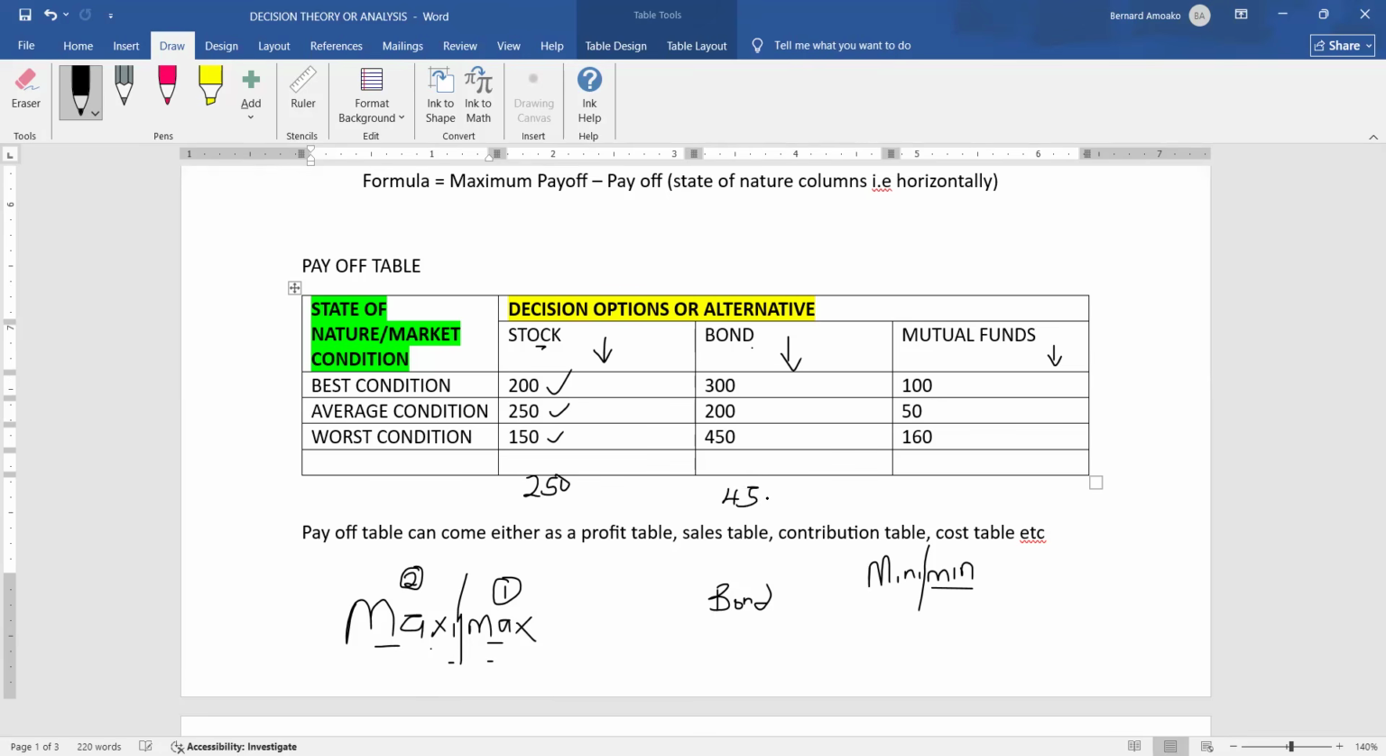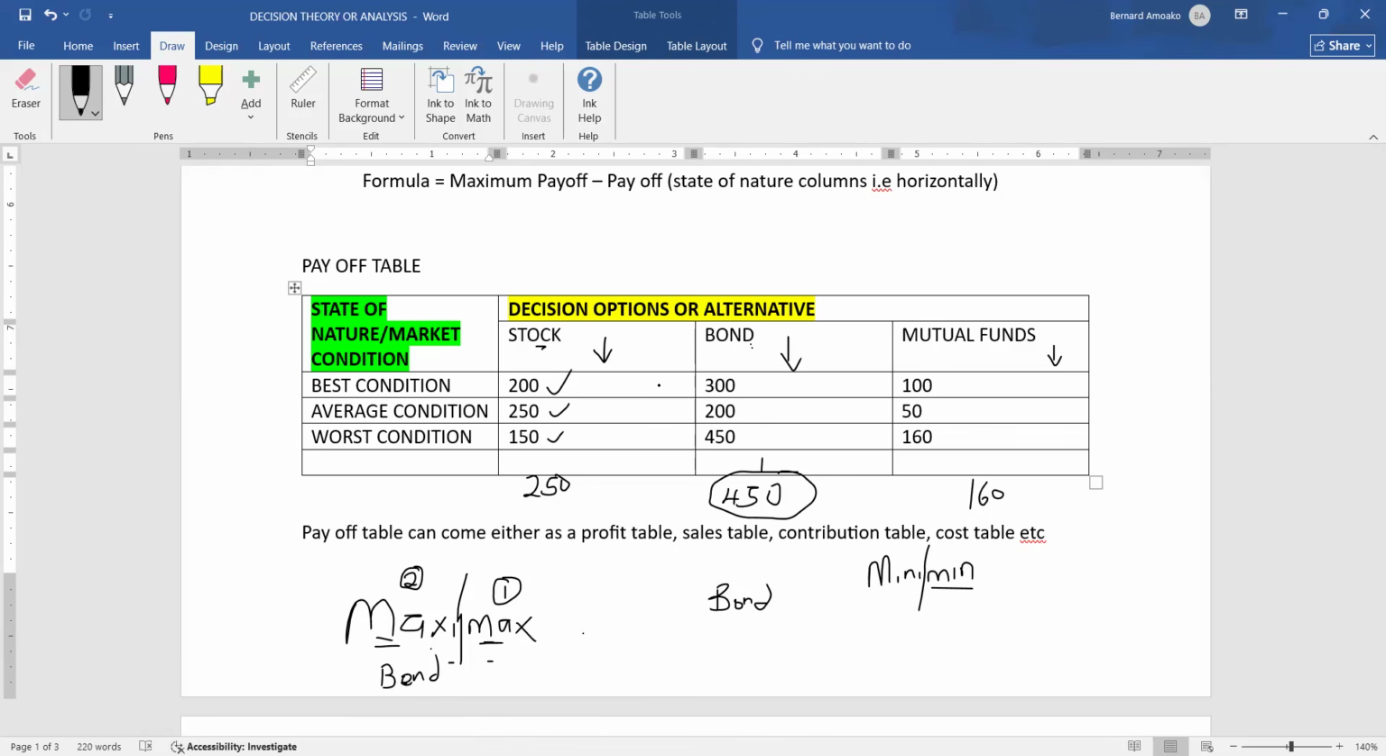450. Because I said that maximax means we tackle the latter part, which is maxi, then we tackle the next option, which is maxi again. So we are looking for just maximum values. And out of the maximum values, we select the maximum number. So these were the maximum values under each decision option or alternative. Ask yourself, which one is the highest amongst all of these things? Which is 450. Which decision alternative is that? Bond. So you advise that the firm should invest in bond. You have now taken a decision under the optimism.